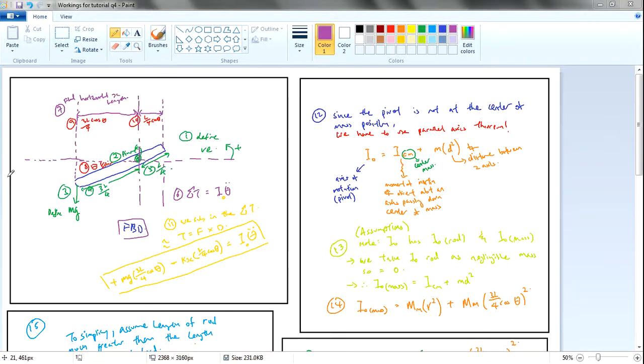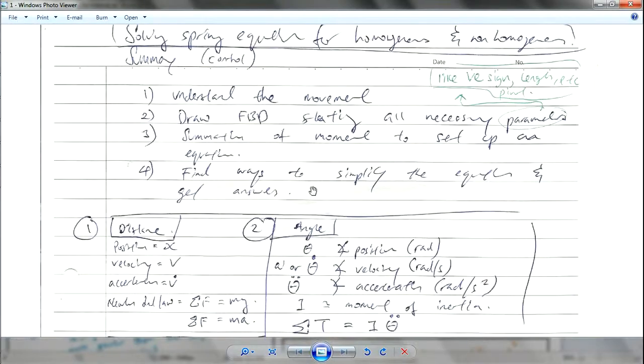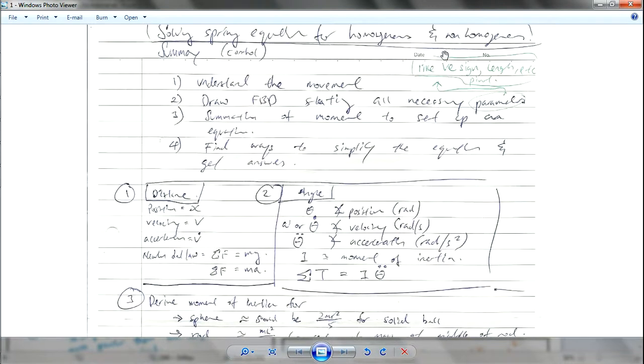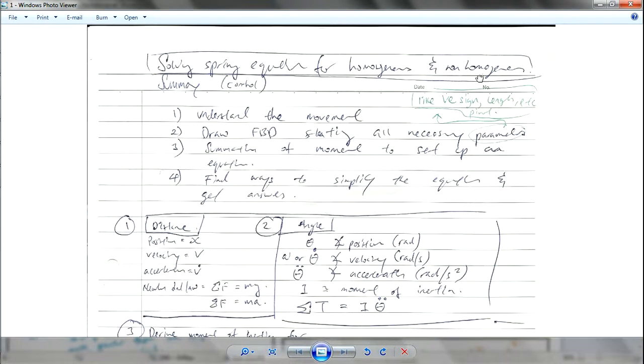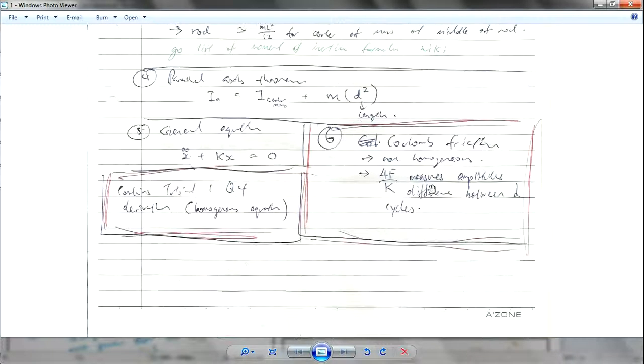Okay, so let's do a summary for the whole question, and then after which we will do the so-called non-homogeneous equation, which is what we call the Coulomb friction, where we are dealing with the 4F over K difference between amplitudes, which measures the amplitude difference between two cycles.